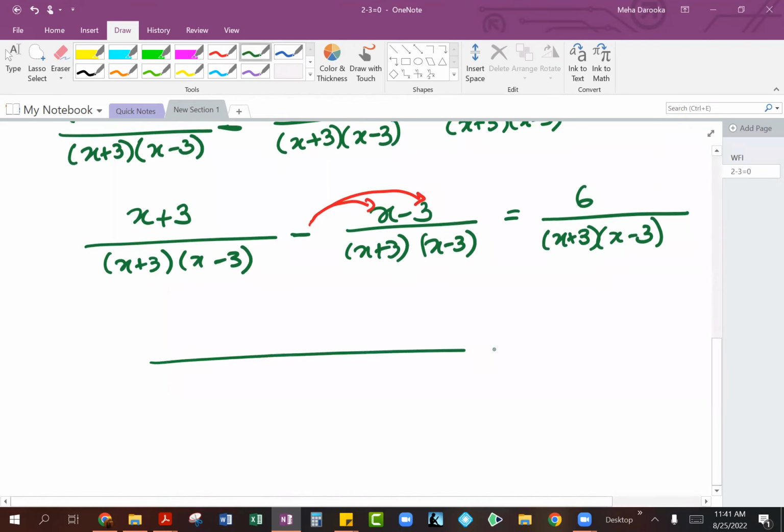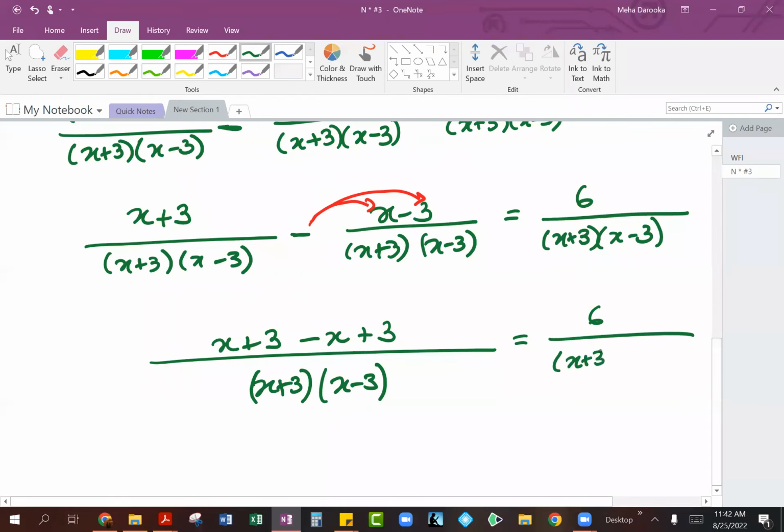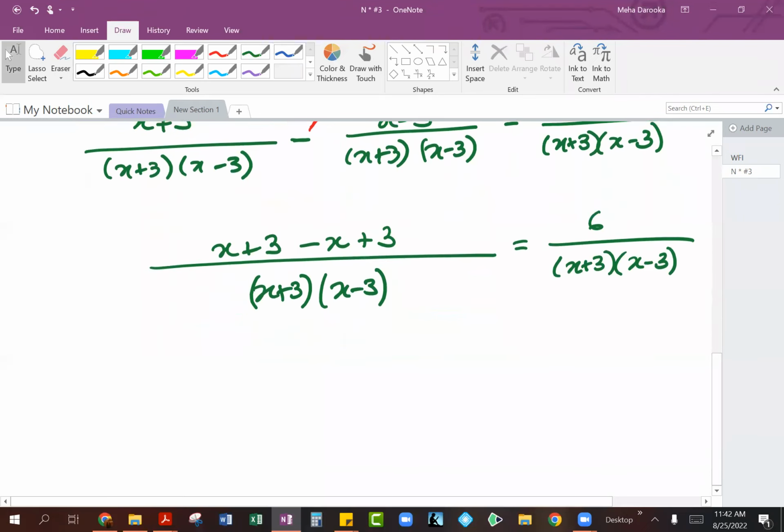So when we combine both of these, now that we have a common denominator, of course we can combine them. Our first fraction is x plus 3, but since we're distributing that negative sign, it will become negative x, and then negative times negative will make it a positive 3. So go ahead and simplify that numerator on the left, and what do you end up with?